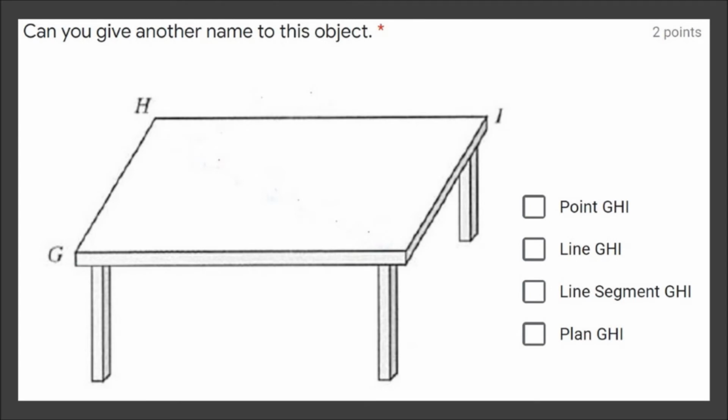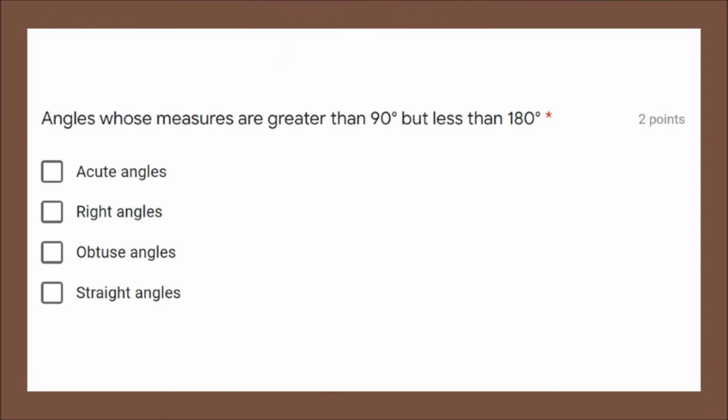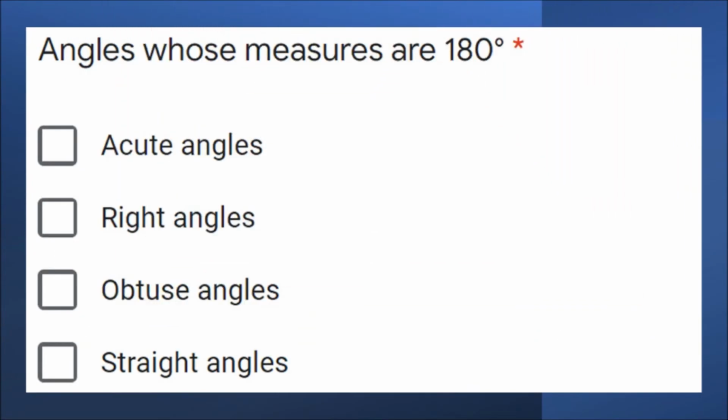Can you give another name to this object? Identify the object labeled in the image below. The symbol with AB and a line across the top is read as blank AB. Angle whose measures are greater than 90 degrees but less than 180 degrees. Angle whose measures are 180 degrees.